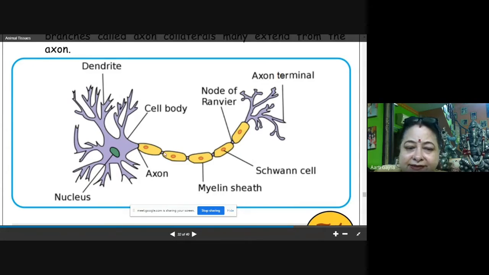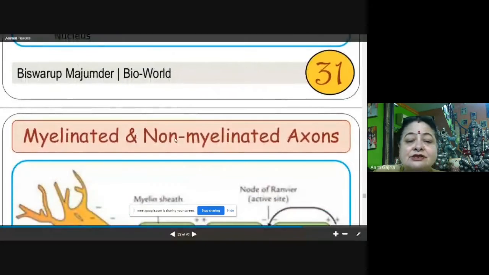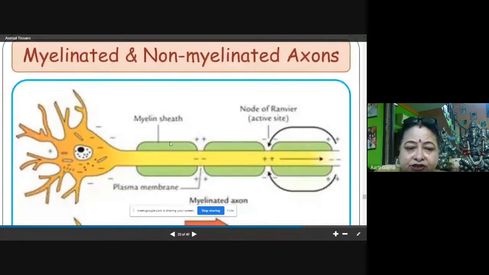Now on this axon, these are the Schwann cells. These cells are connected by nodes, and these nodes are called nodes of Ranvier. Now you will find this axon may be having the myelin sheath or may not be having the myelin sheath. So they are called myelinated or non-myelinated axons. If this myelin sheath is there, the axon is called a myelinated axon.